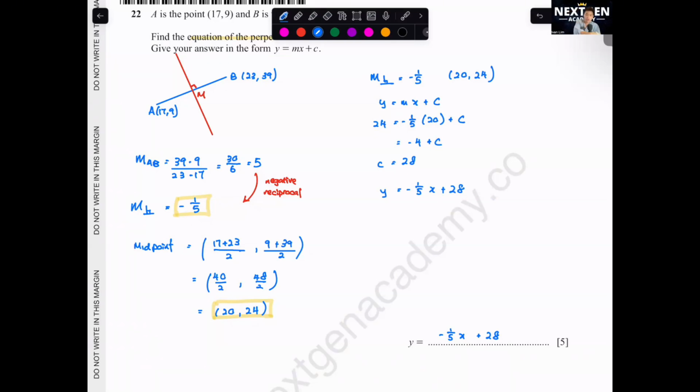Okay, straight line graph. I think this should be the hardest question really for your mathematics. All right, one last one.